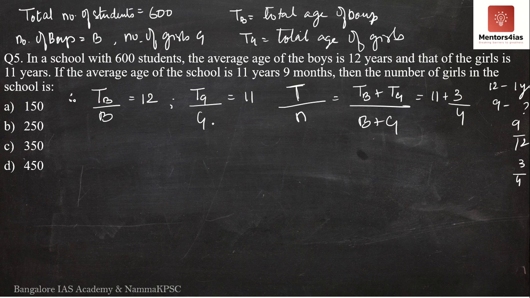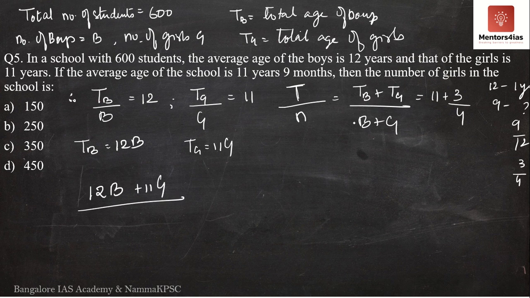So, now what I will do is, I will substitute TB as 12B and I will substitute TG as 11G in this relation. Okay, so we have 12B plus 11G divided by, what is B plus G? B plus G is nothing but the total number of students. What is the total number of students? Total number of students is nothing but 600. So we now have 600 is equal to 11 plus 3 by 4.